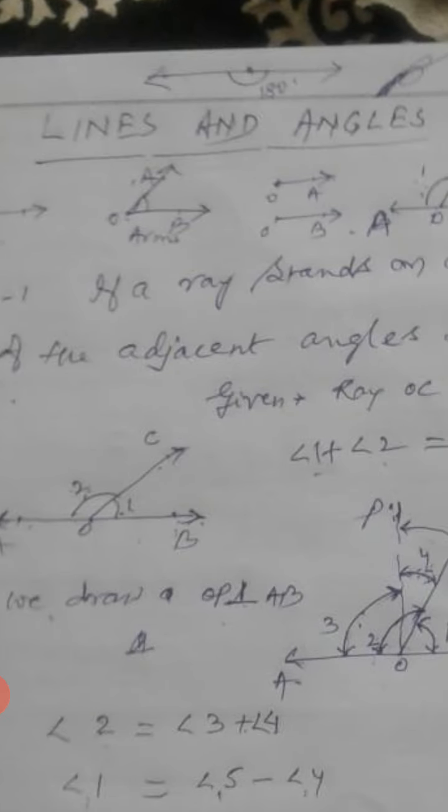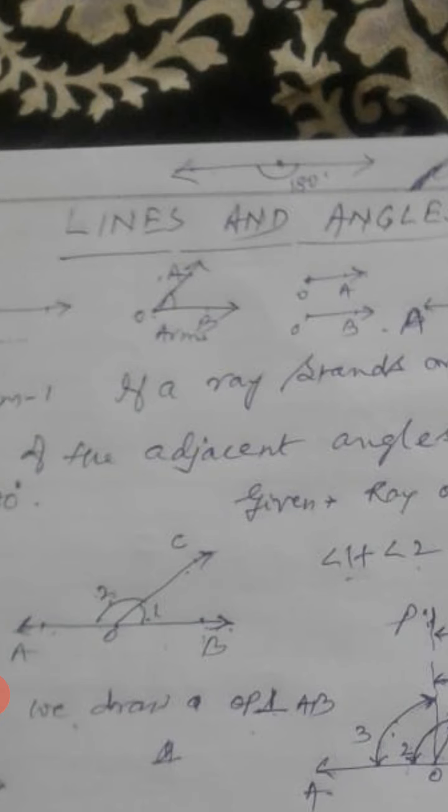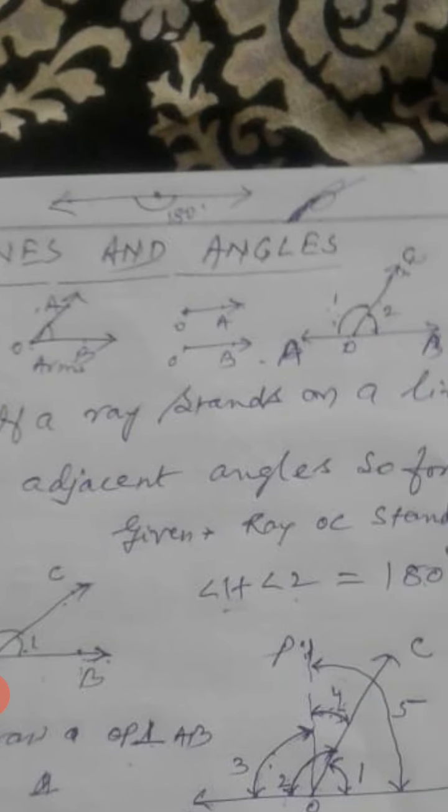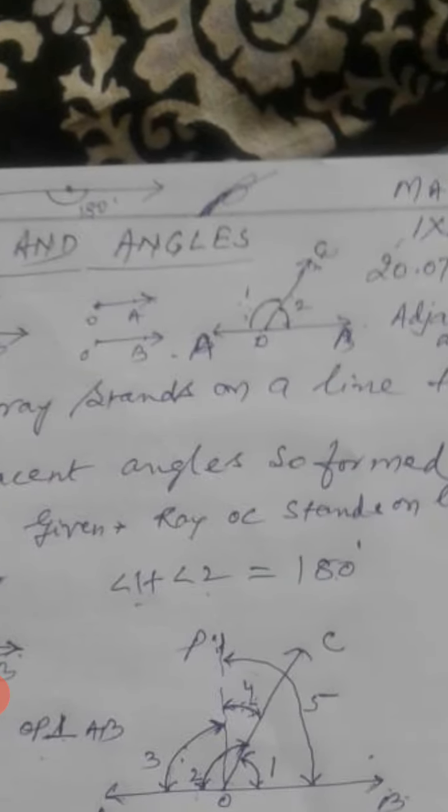So what is an angle? When two rays have one common end point, then an angle is formed. You see that OA and OB are two rays. When their end points are common, it forms an angle.